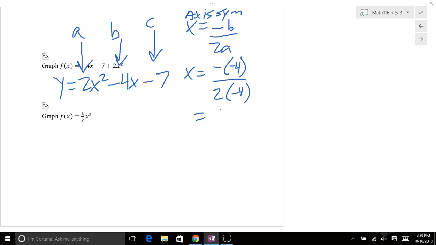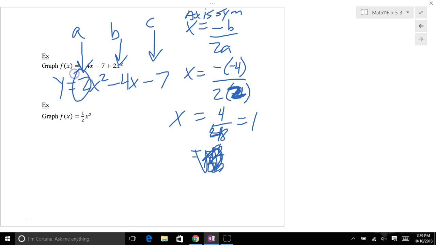So it looks like this ends up being 4 over negative a, so negative 1/2 on this one. So that's where your vertex is on this one. Oh, I'm sorry. It's 2 times a. That's 2 times 2 right there. That's a 4 right there. 4 over 4 is 1. Sorry about that.